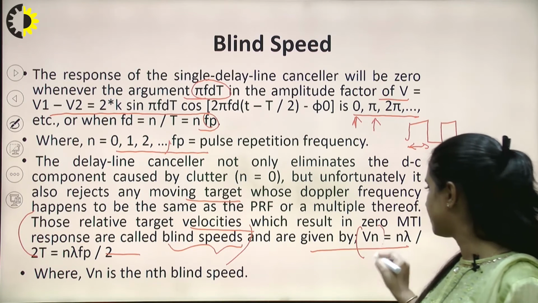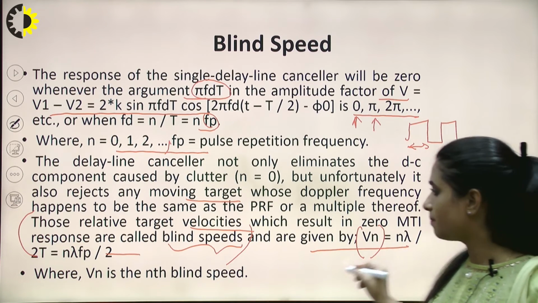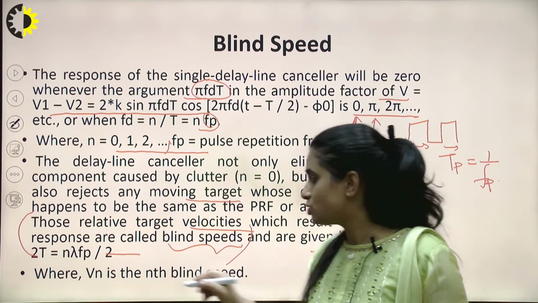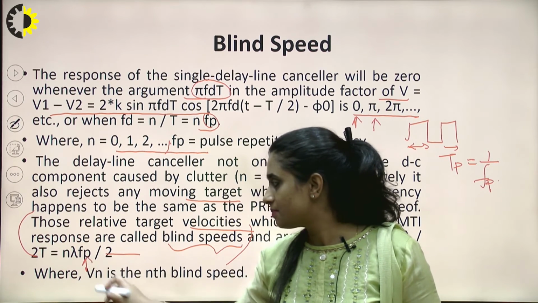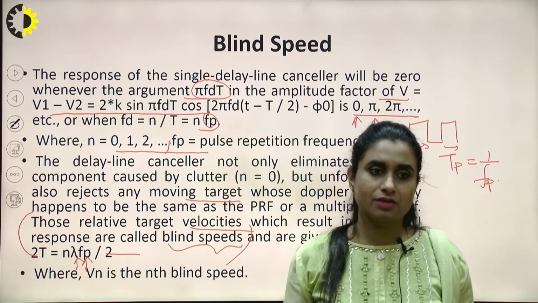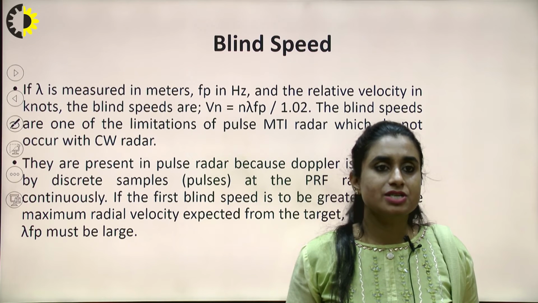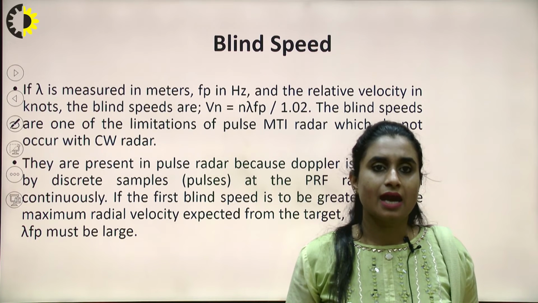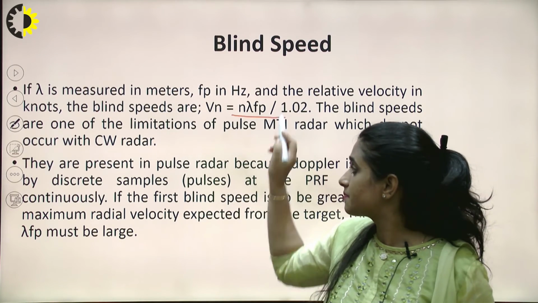The velocity is given by Vn equals n lambda by 2T, which equals n lambda fp by 2. Fp here is my pulse repetition frequency, lambda is the wavelength of the radio frequency signal which is used, and Vn is my nth blind speed. If lambda is measured in meters, fp in hertz and the relative velocity in knots, the blind speed is given by this.